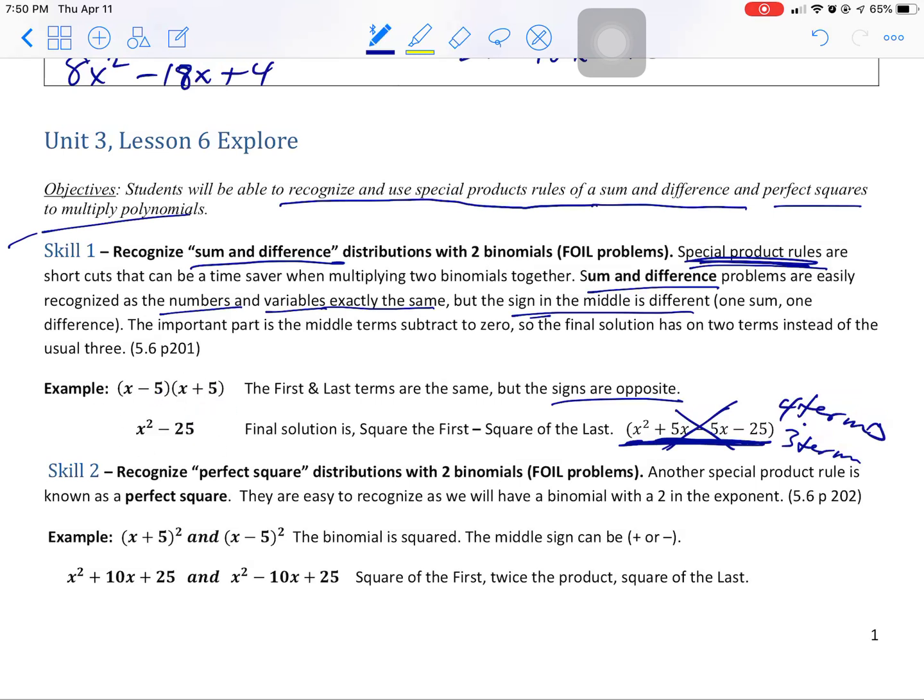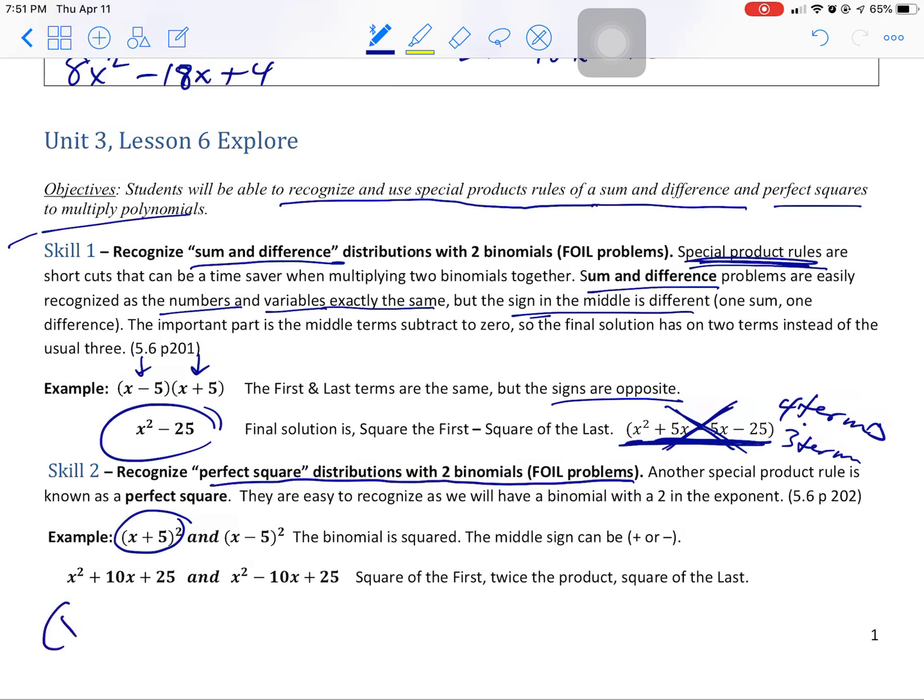Okay? So it's kind of a shortcut. Personally, I like to show all the work anyway, but they're just letting you know. That is 1 negative and 1 positive. So what happens when you get something like this? A perfect square distribution with 2 binomials and a FOIL problem.